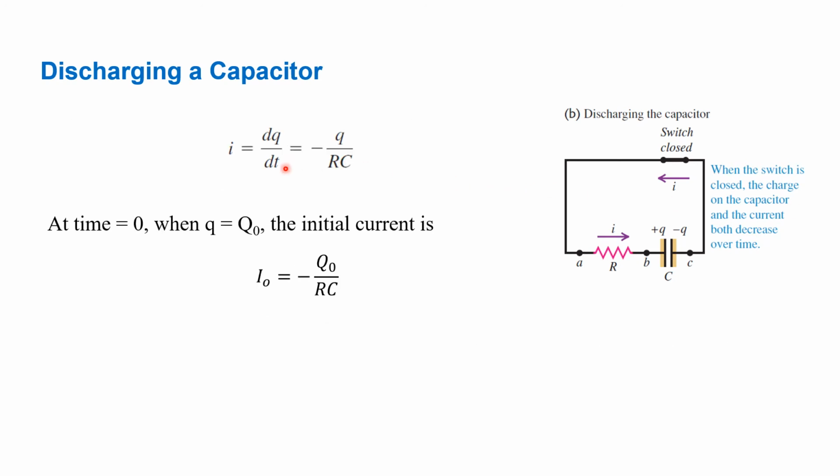So you have your I equal to dQ over dt, or equal to negative Q over RC. And at time equals 0, when your Q is equal to Q naught, or when your capacitor is still fully charged, the initial current is I naught, equal to negative Q naught over RC. This is the moment you close the switch. So you still have your maximum I naught and your maximum Q naught.